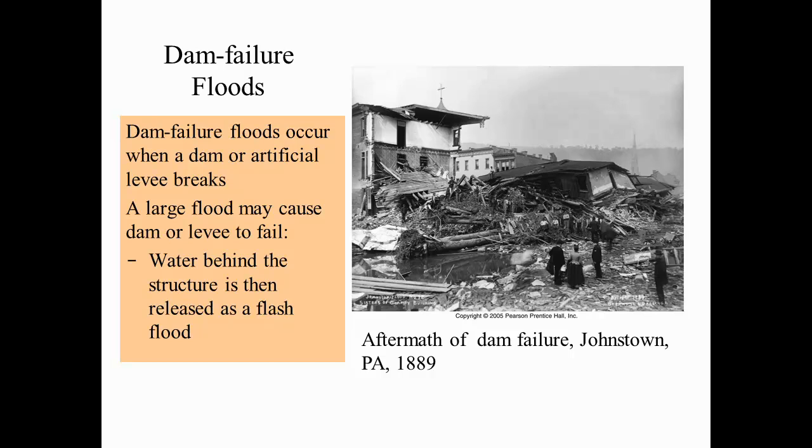And then we get those dam failure floods, which occur obviously when the dam or artificial levee breaks. A large flood may cause the dam or levee, for example, to fail, such that the water behind the structure is then released as a flash flood, as, for example, occurred in the aftermath of the dam failure in Johnstown, Pennsylvania, back in 1889.